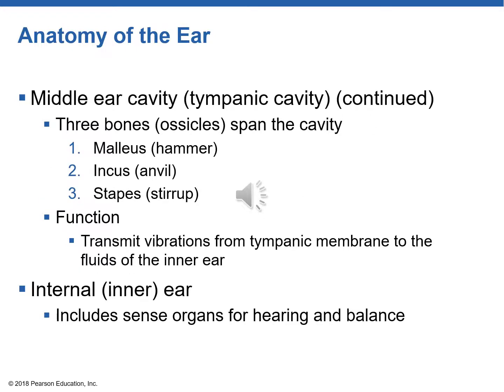The middle ear also has three tiny bones or ossicles, and here are their terms: the malleus, incus, and stapes. And their function is to transmit the vibration from the tympanic membrane or the eardrum to the fluids of the inner ear. And it's in the inner ear that the sensation of hearing occurs.